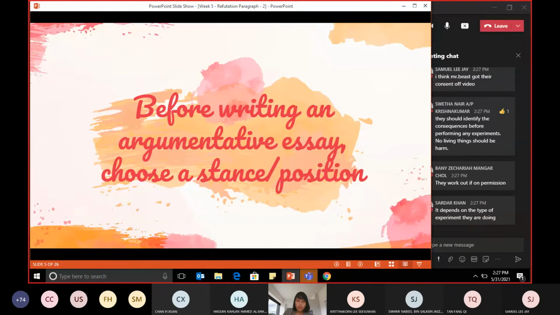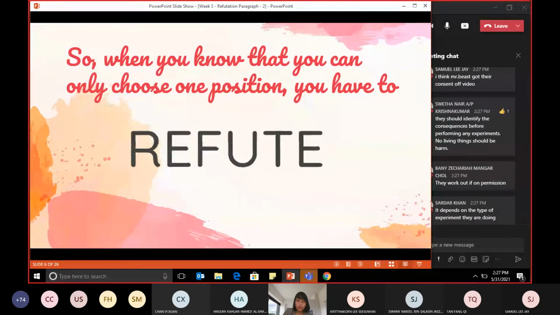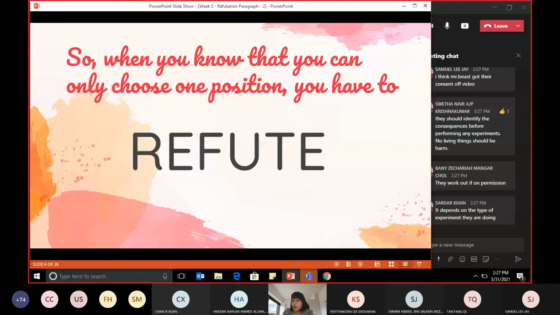You must choose one position. And then when you know that you can only choose one position, you have to refute. Okay, how do you refute? Okay, so now when we talk about the refutation paragraph, you are addressing the opposing views.